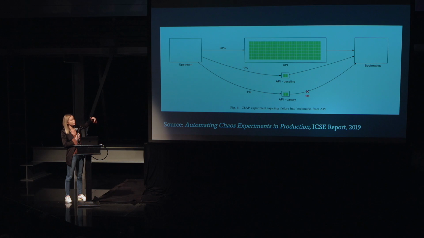So we would split that percentage of traffic in half. We would route a certain percentage into a baseline cluster, a certain percentage into a canary cluster, and with the canary cluster, we would either throw a random exception or we would add latency between the calls, and then we would monitor how they would do against each other. The hypothesis was always that we would be resilient to this failure or this additional latency, and then we were able to monitor it. So it was pretty awesome.